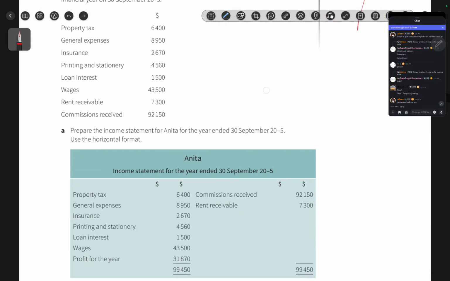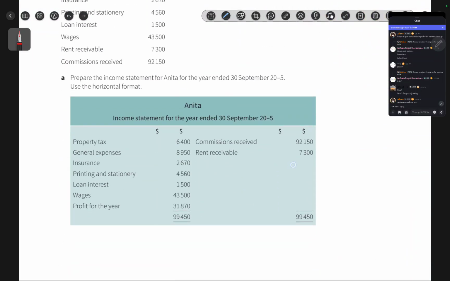Now let's look at the example. They have commission received and they have rent received. This is the total income. Then they have all of these expenses: property tax, general expense, insurance, printing, loan interest, wages, and then the balancing figure is their profit for the year.